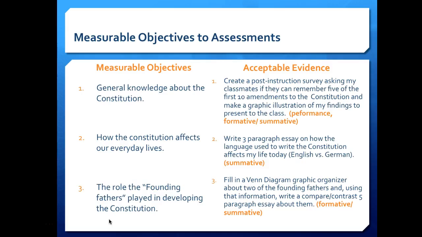So if we go then to what happens, you have your measurable objectives and how you're going to assess those. And I chose 3. General knowledge about the Constitution. The acceptable evidence for that one would be: create a post-instruction survey asking my classmates if they can remember 5 of the first 10 amendments to the Constitution and make a graphic illustration of my findings to present to class. That is all 3 assessments.